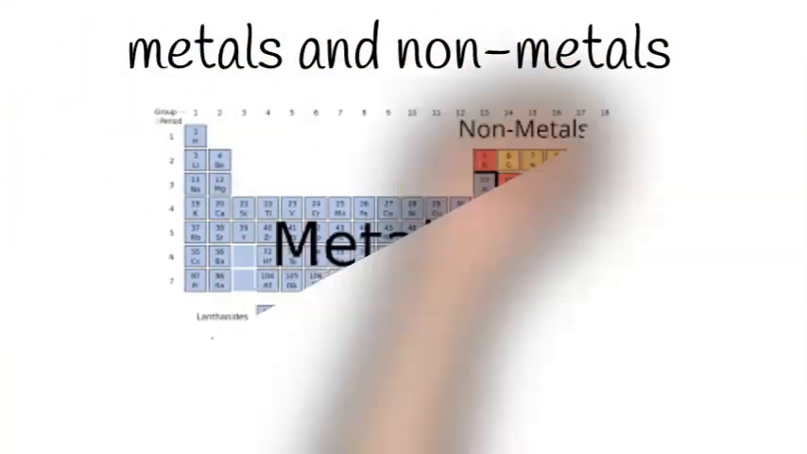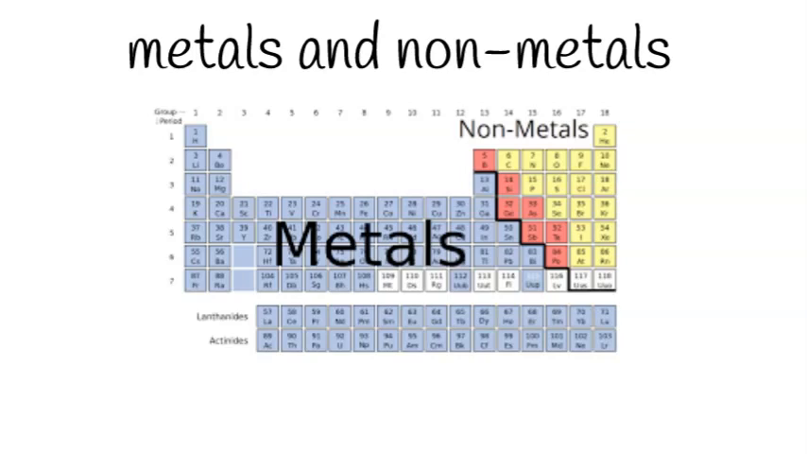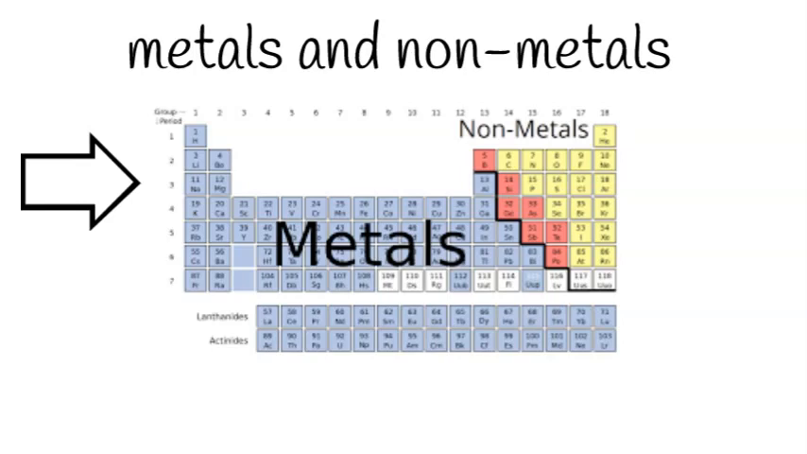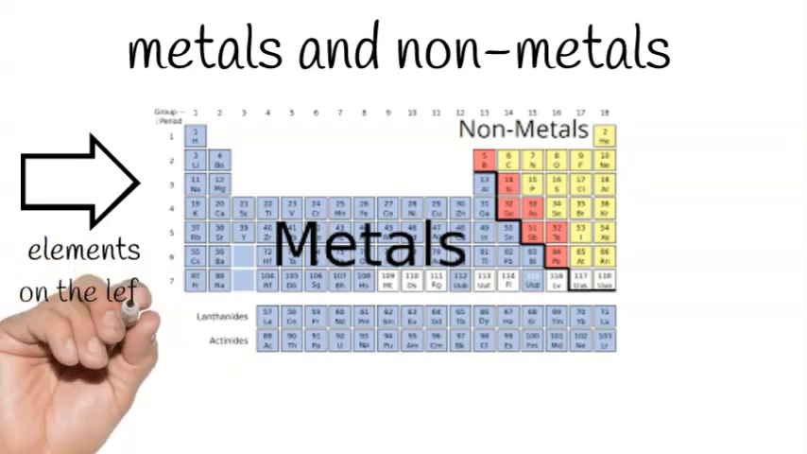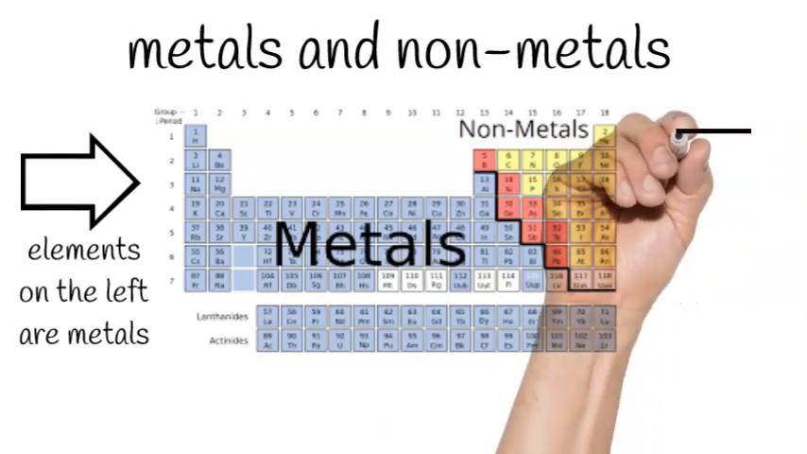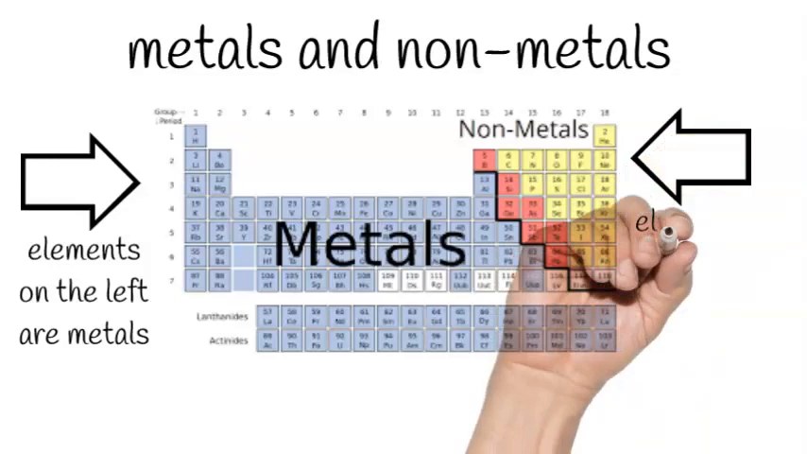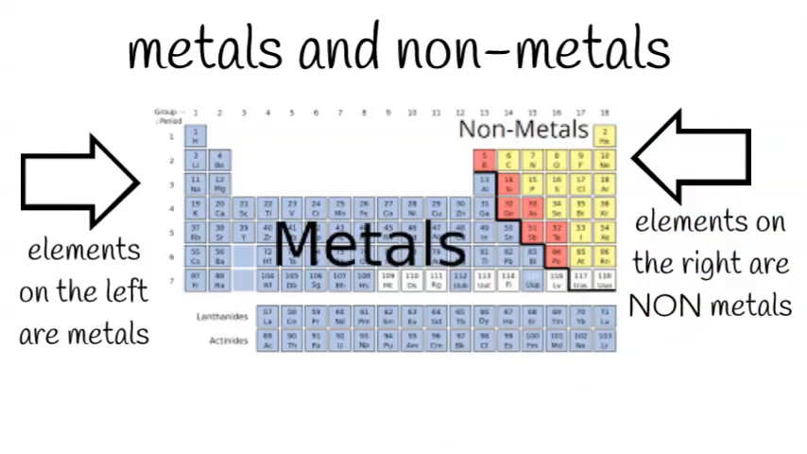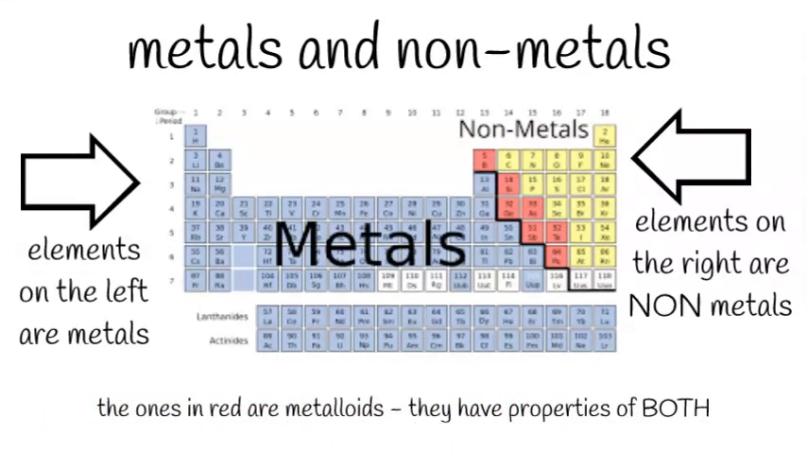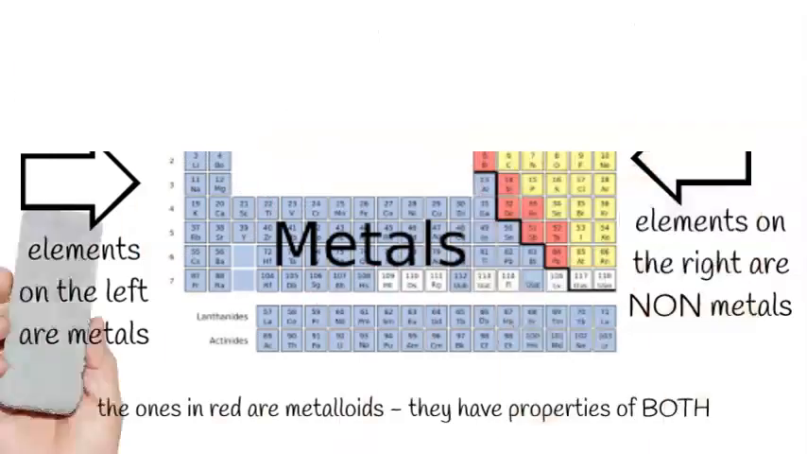Having a look at this line down the middle in black, it looks like a staircase, divides the periodic table into metals and non-metals. Those elements on the left are the metals. Most of the elements on the periodic table are metallic: silver, shiny, conductive. Those on the right-hand side of that staircase are non-metals. You'll notice that the elements in red are slightly in between the two. These are the metalloids. They have properties of both metals and non-metals.